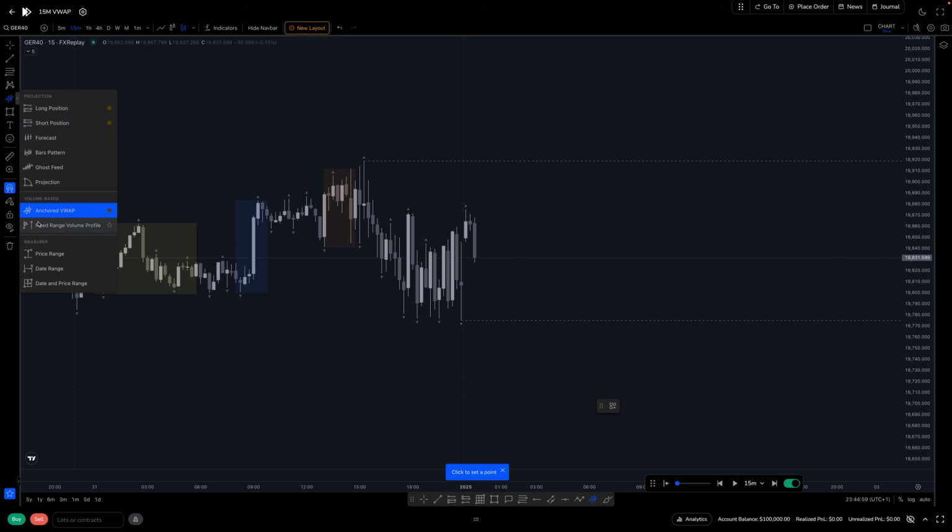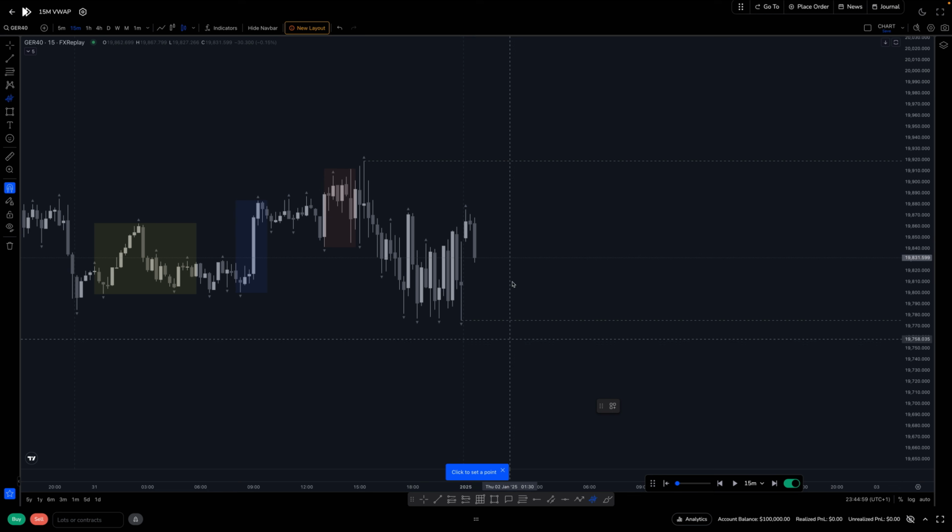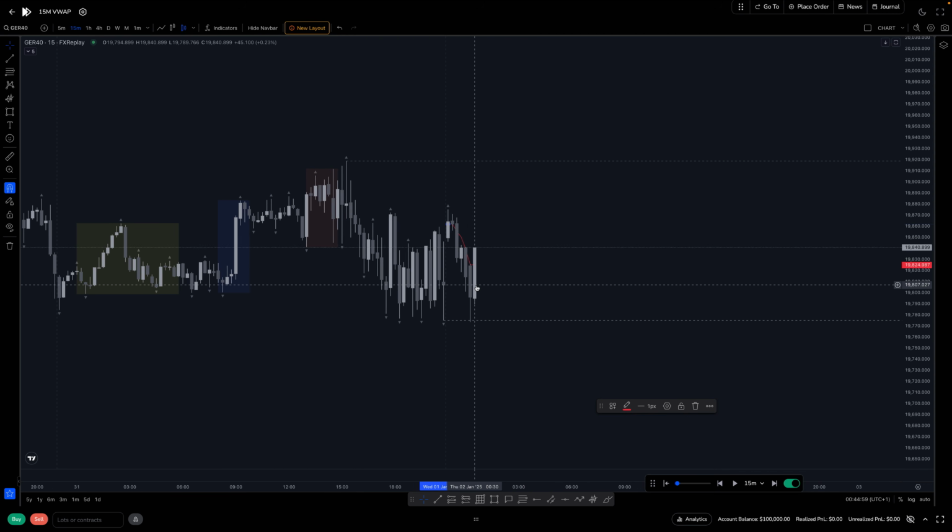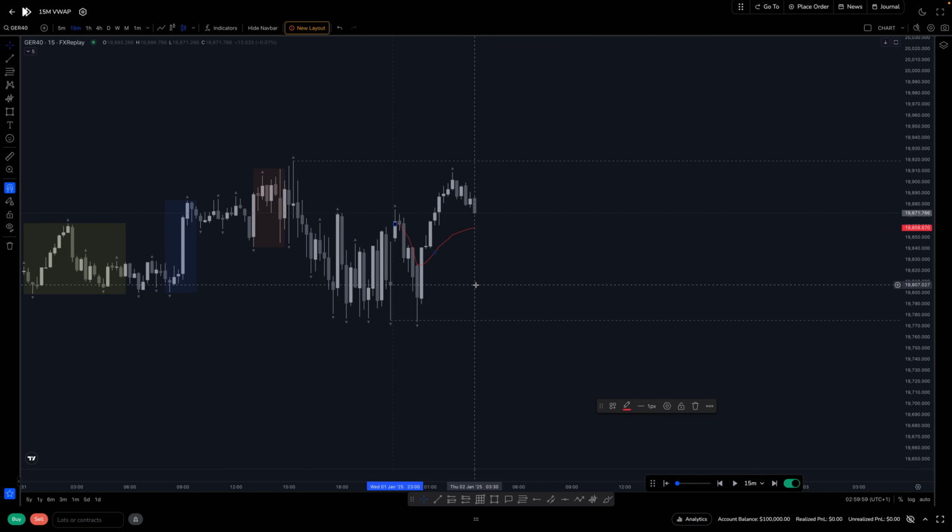So click on this, go down to anchored VWAP, just favorite this so it's on your favorites bar down here, and then we can simply click on it and then apply it to our new day. So the opening is right here at 11 PM UK time, and then we can play price forward to around 7 AM in the morning.